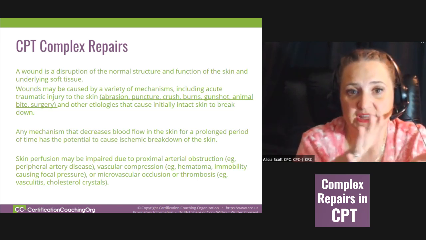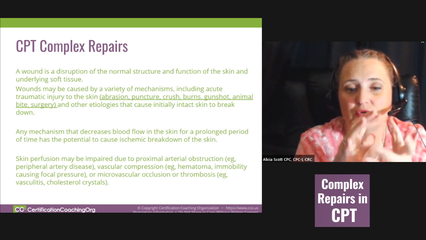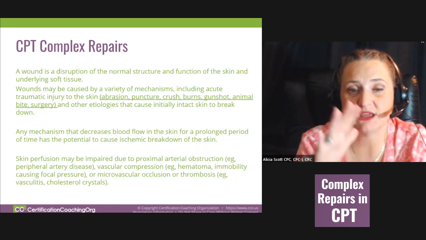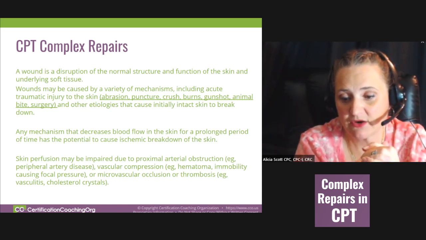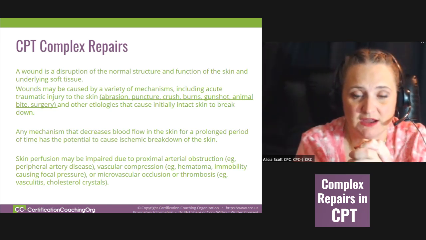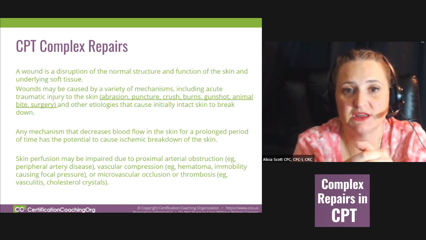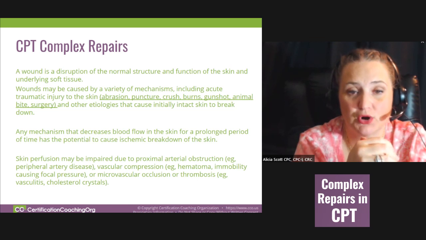A crush injury would be like something heavy falling on your foot. My father ended up having a backhoe shovel come down on his foot, and it broke his ankle and foot. He did construction work for a long time. So again, that would be an example of that. Burns absolutely can take complex repair.